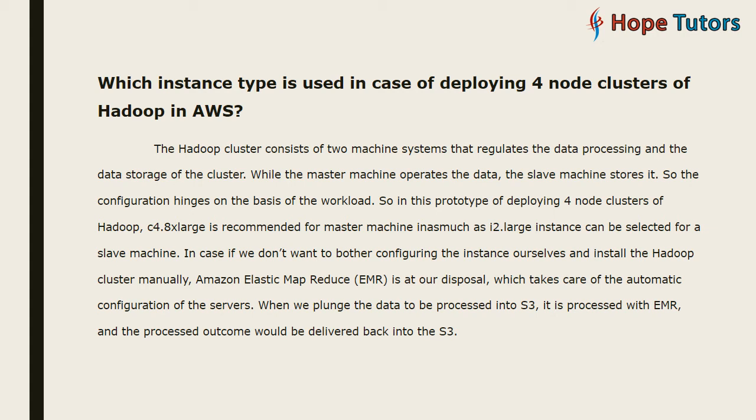If we don't want to bother configuring the instance ourselves and installing the Hadoop cluster manually, Amazon Elastic MapReduce, EMR, is at our disposal, which takes care of the automatic configuration of the servers. When we put the data to be processed into S3, it is processed with EMR, and the processed outcome would be delivered back into S3.